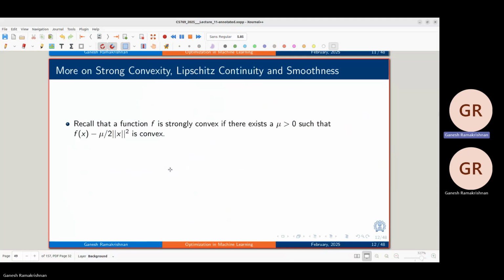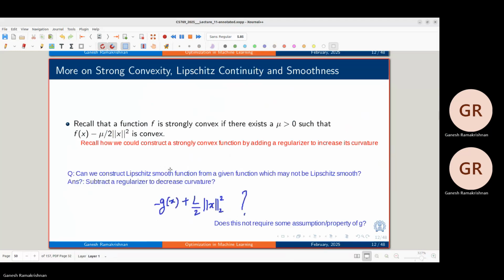Okay, so this is an interesting relation. A little bit more on this. If a function f is strongly convex, we know that f minus mu by 2 times norm x squared is convex. That's how we derive strong convexity, by adding mu by 2 times norm x squared. So we could construct a strongly convex function by adding a regularizer to increase its curvature.